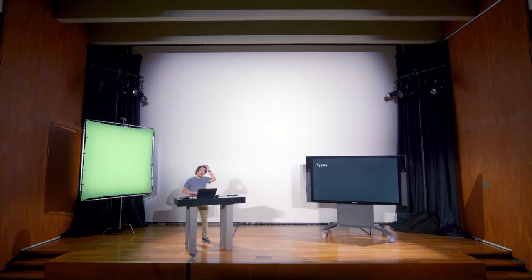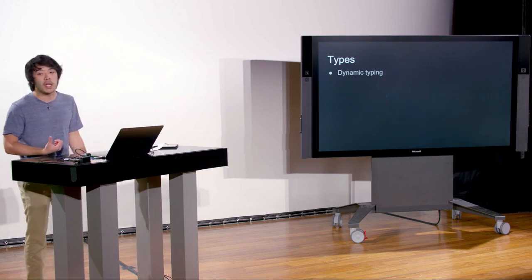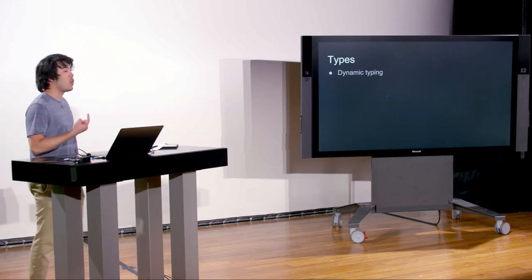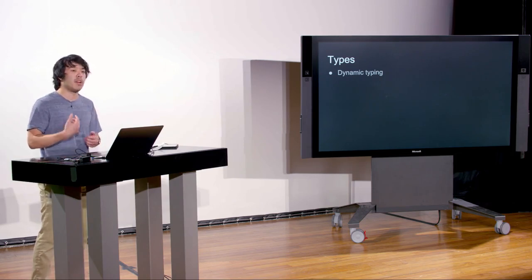So types. We talked about types a little bit earlier, and I'm just going to talk a little bit more about them. JavaScript has what's called dynamic typing, meaning given a variable, it has no type associated with it. Just like I said, give me a variable called first name and set it equal to a string, I could actually change that later to, say, a number or a Boolean or anything like that. And JavaScript is fine with that, just because it has those dynamic types.